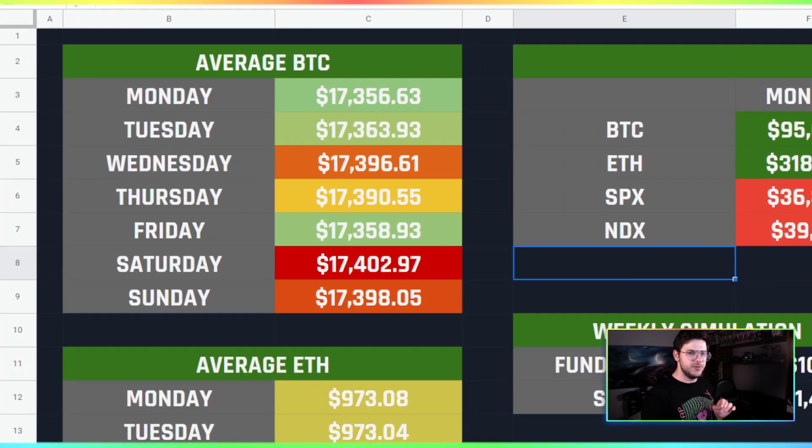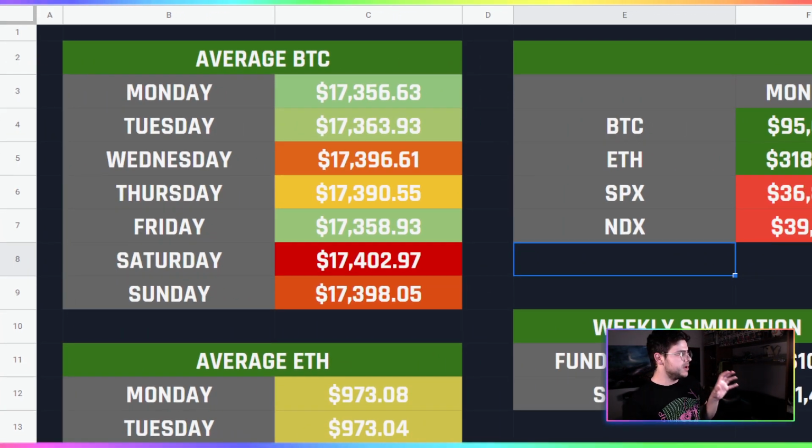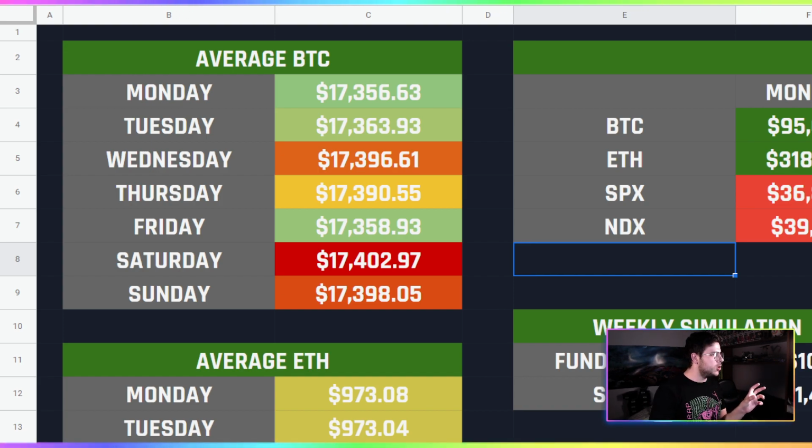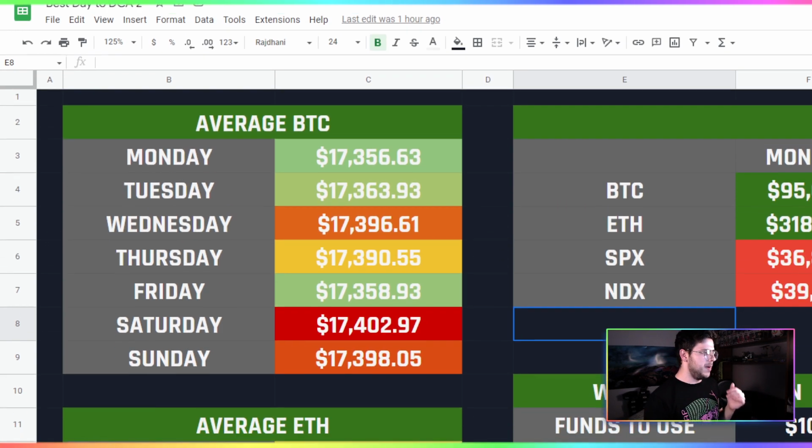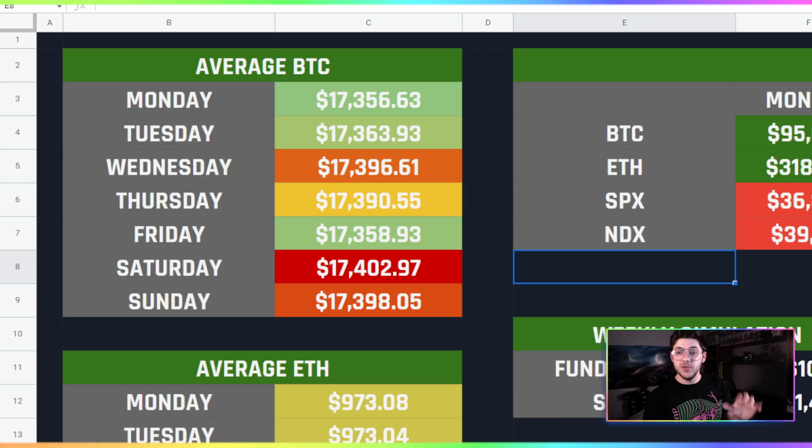So that being said, let's take a look at what some of the best days might be. So if we zoom in here, you can see for Bitcoin, it looks like your Monday and Friday are kind of your lowest days for the token, to get some of those better buy-in prices on average over the past 5 years.